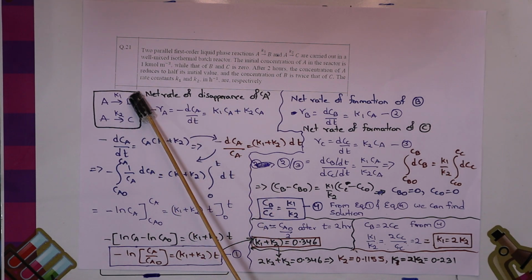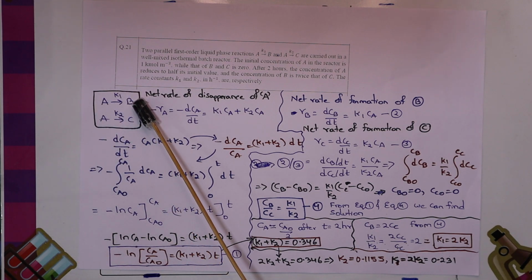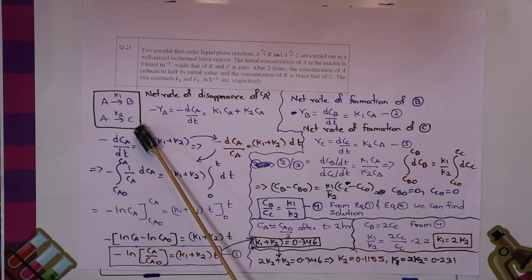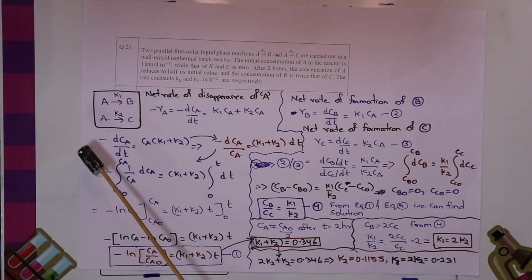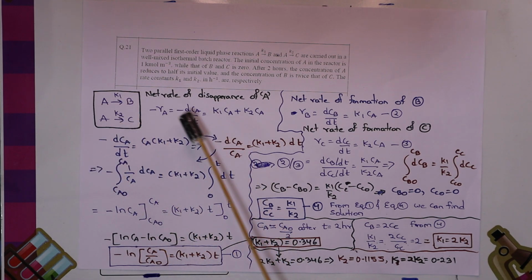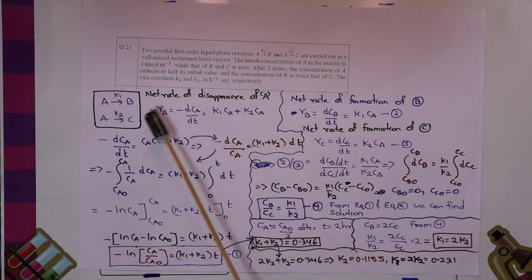Because if it is only one reaction, it is simple K1 into Ca. Because A is consuming in the first reaction as well as in the second reaction, the total reaction of A is a combination of two reactions. So that is why you are supposed to take K1 into Ca, which comes from the first one, and K2 into Ca, which comes from the second reaction. This is the overall rate of reaction of A.